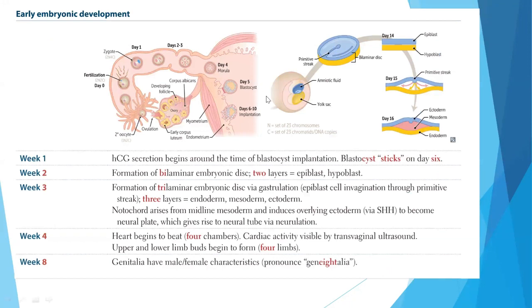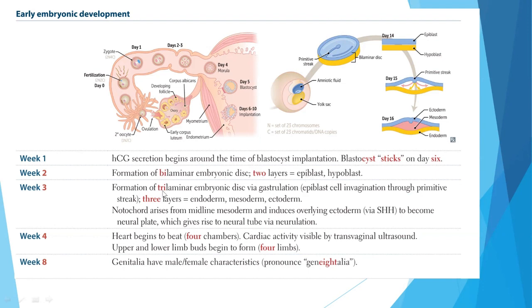Now, this is a piece from the first read, which talks about early embryonic development, and it is so concise that I have to put it here. Week one is when HCG, or human chorionic gonadotropin, secretion begins around the time of blastocyst formation. Now, week two, there is formation of the bilaminar embryonic disc. So there is formation of two layers, which are also called the epiblast and hypoblast.